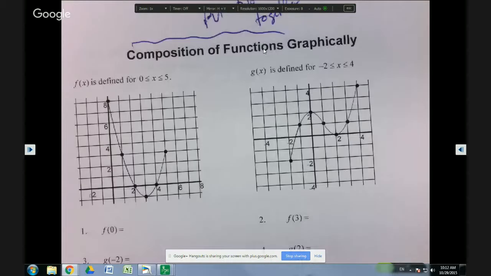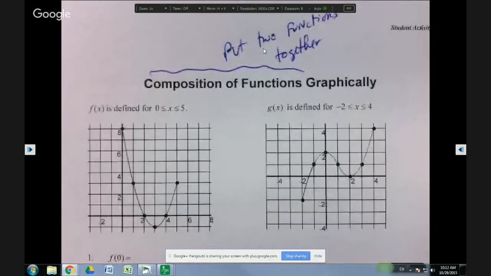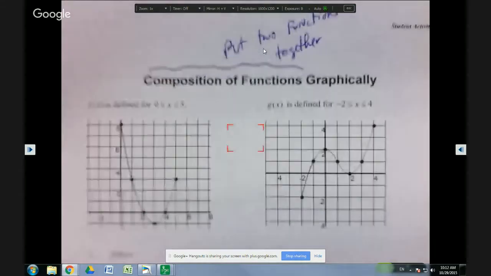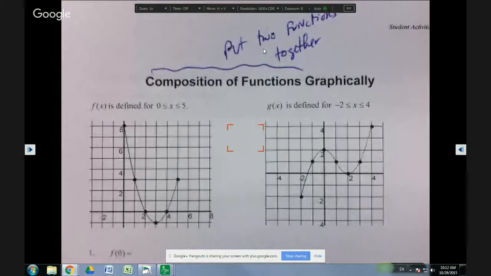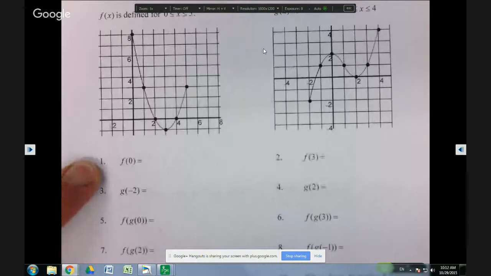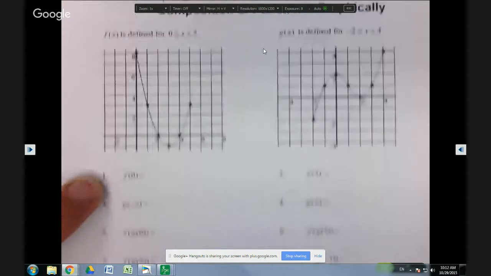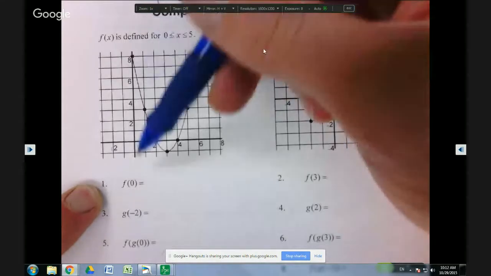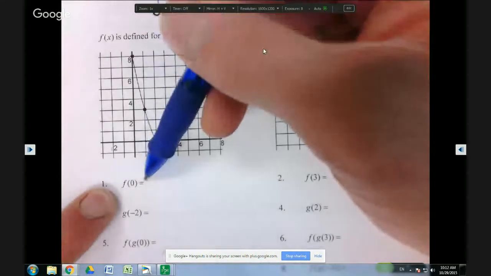So we're going to start just graphically. What does this look like graphically? Let me get focused here. So I'm just going to start you with something you know. Do you know this graph is called f, right? Do you know how to evaluate f at 0?